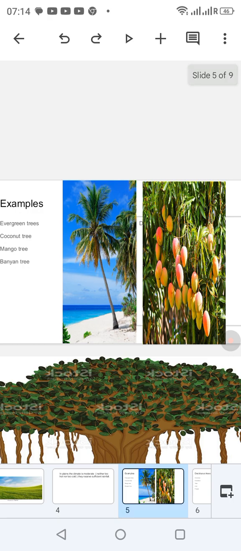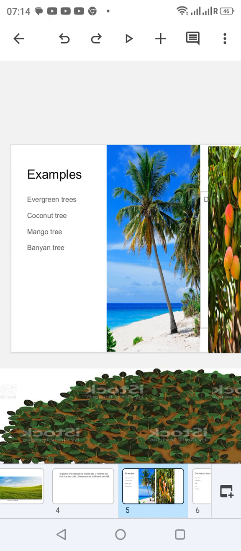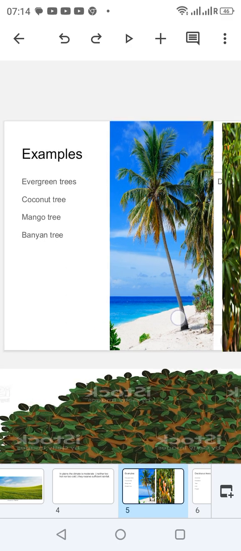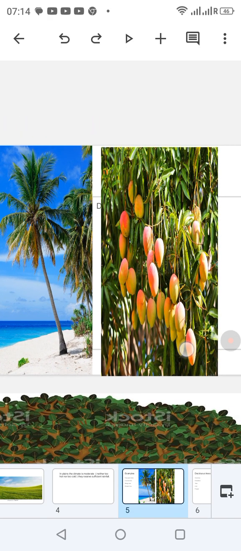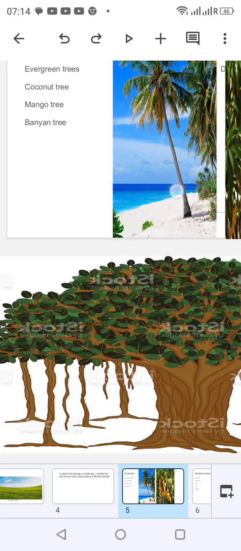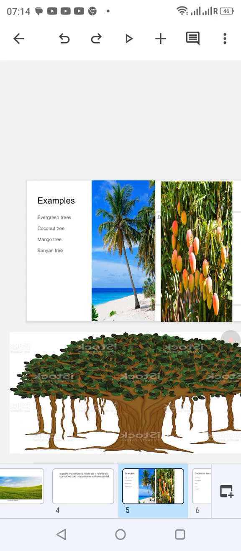And let us discuss some examples for these evergreen trees. Examples for evergreen trees are coconut trees, mango trees and banyan trees. These are the three examples for evergreen trees: coconut tree, mango tree and banyan tree.